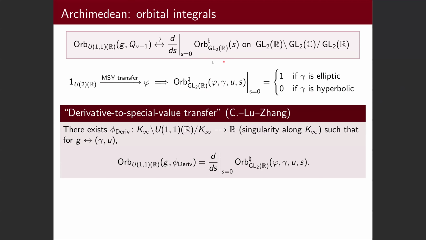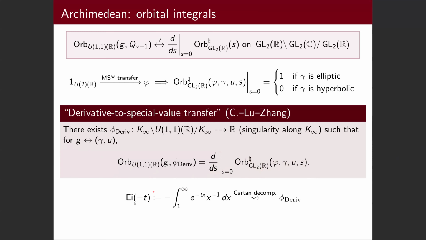And so the key point here is that we want to know about the derivative, but we can transfer this to a statement about a special value. So here's what I mean. I have this GL2 orbital integral, but there exists a test function on the unitary group with singularity with the property that, for matching orbits, the value of this orbital integral is equal to the derivative of the orbital integral on the GL2 side. So this way we transfer a statement about a derivative to a statement about a special value.